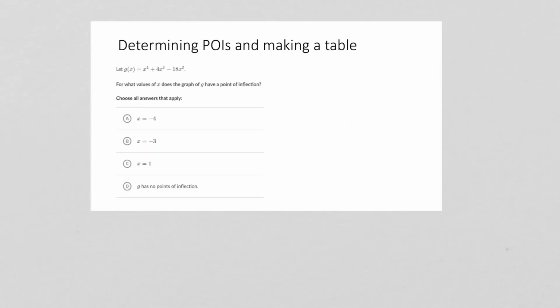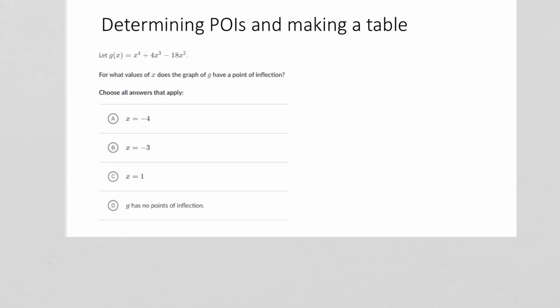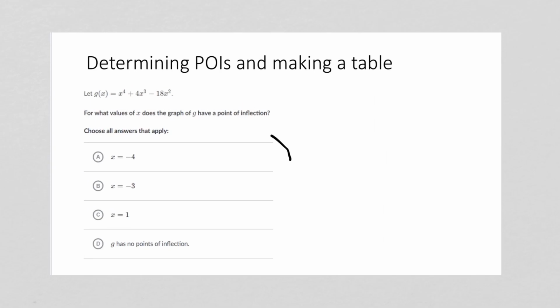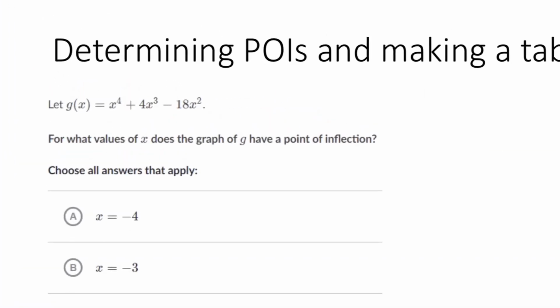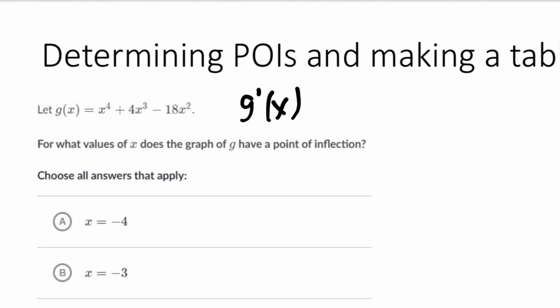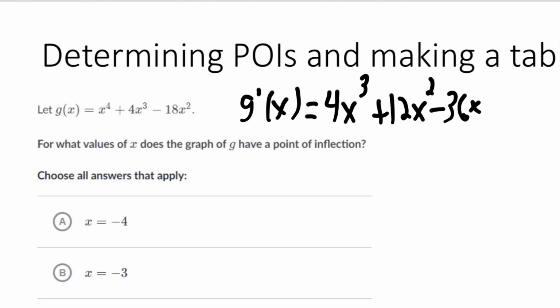Okay, we're going to do one example where we determine our POIs and we make a table to talk about the concavity. So we should zoom in on this function. The function itself is x to the fourth plus 4x cubed minus 18x squared. If we're going to talk about concavity, we have to find g double prime. So first we'll find g prime using our power rule, 4x cubed plus 12x squared minus 36x.